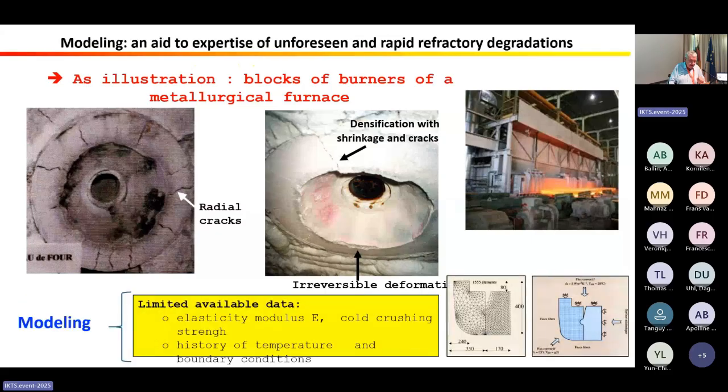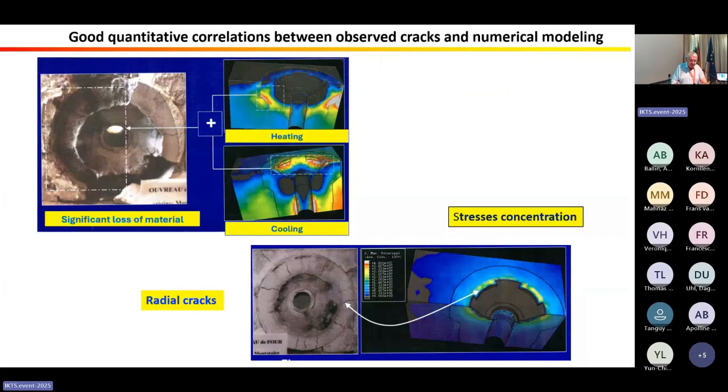Why? By modeling. But we have very, very little available data: just elasticity modulus, cold crushing strength, and the history of temperature and boundary conditions. So we use a very simplified model. Here you can observe the results of this model. We observe a good correlation between observed cracks and numerical modeling, radial cracks during cooling and heating.